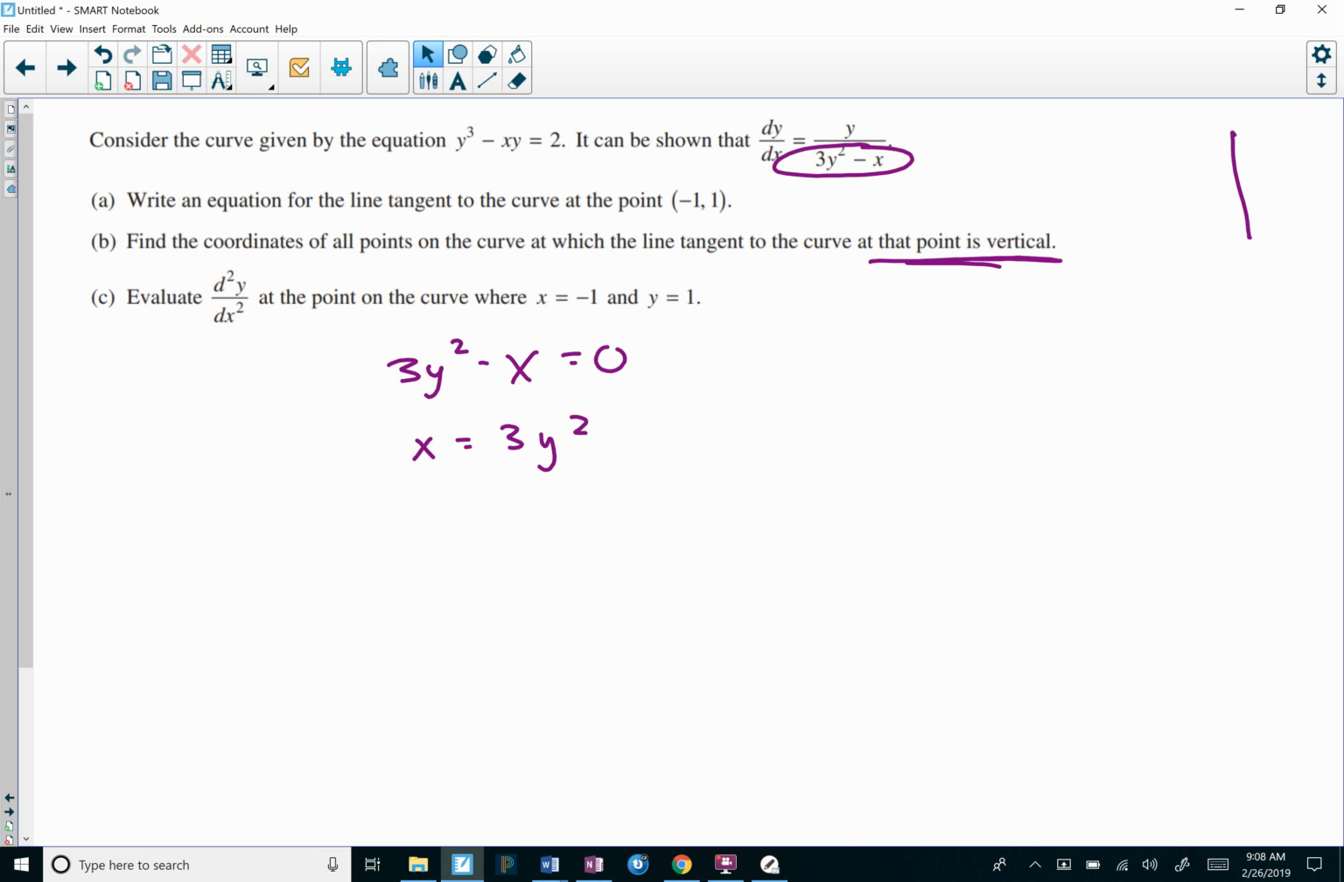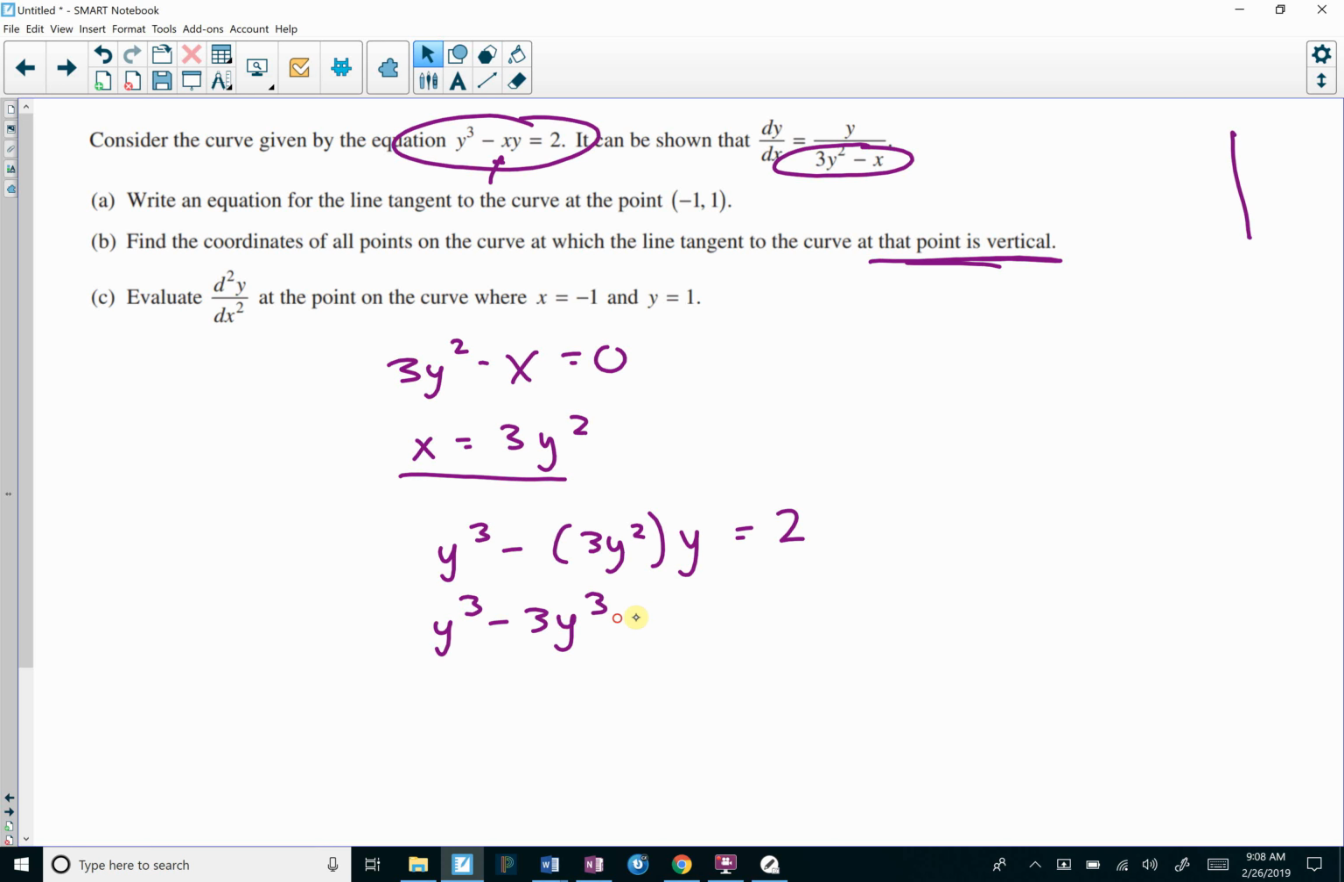Okay? But now we have the equation, and we now know a substitution. So I'm going to substitute in for x into my equation. So I have y cubed minus 3y squared times y equals 2. So I get y cubed minus 3y cubed equals 2, and I have negative 2y cubed equals 2. Y cubed equals negative 1. So y equals negative 1. Now, that will get you another point.